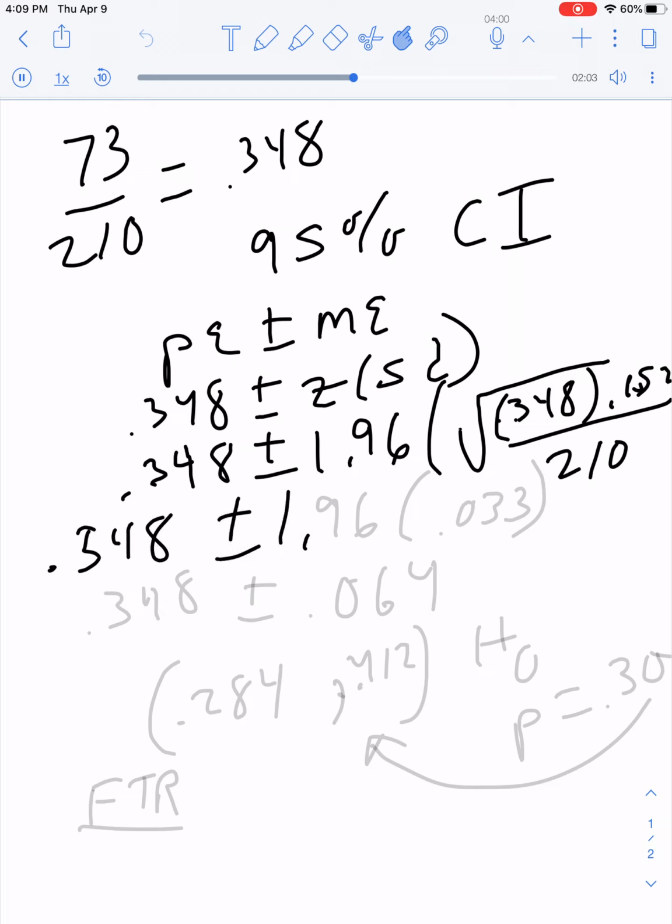plus or minus 1.96. I can't wait till I get my new stylus ordered, guys, because this will be a lot easier.